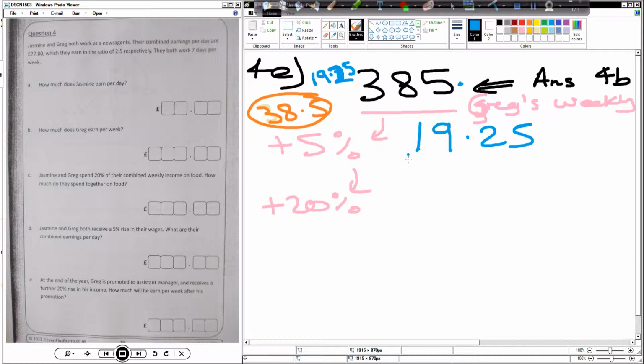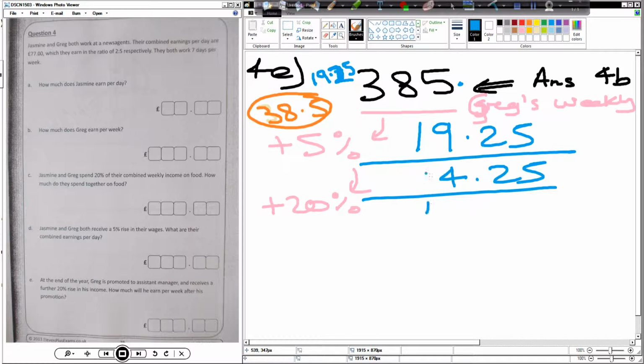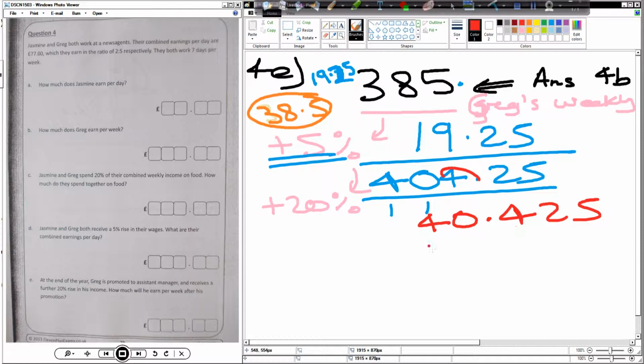Now we have to increase it by another 20%. So let's work out the total first here. So that gives us 25. 5 plus 9 is 14. That'll give you 10. So after a 5% increase, it's gone to £404.25. Now we need to increase this value by 20%. So let's do that then. 10% of this will be divided by 10. So that will be £40.425. And then for 20%, add another one of those.